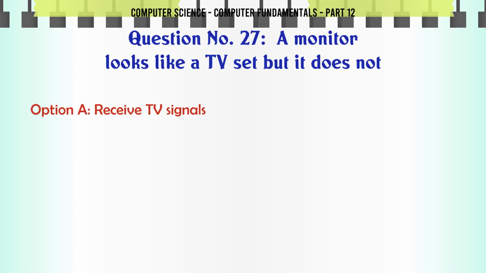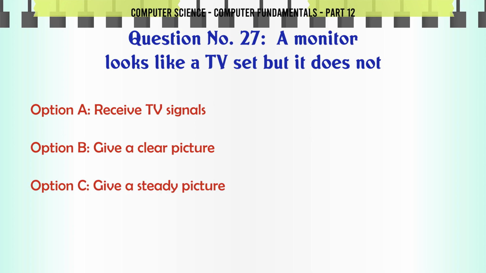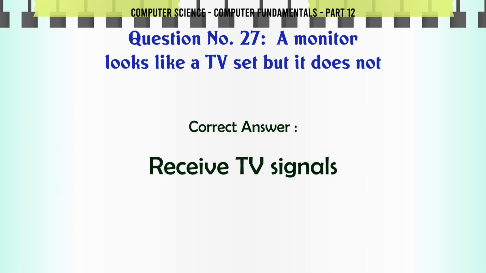A monitor looks like a TV set but it does not. A. Receive TV signals, B. Give a clear picture, C. Give a steady picture, D. Display graphics. The correct answer is receive TV signals.